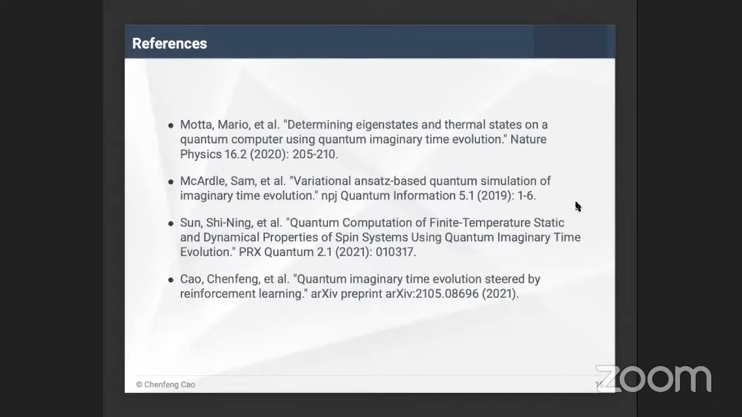And here are some references of QIT. The first one proposed the QIT algorithm. The second one is a variational version of QIT, but they're actually equivalent. QIT has also been applied to estimate many different quantities. The last one is our paper. It's accessible on arXiv.